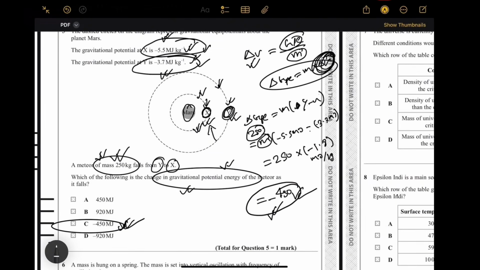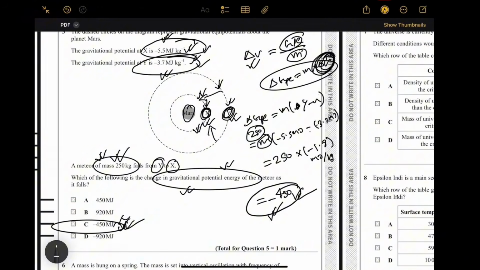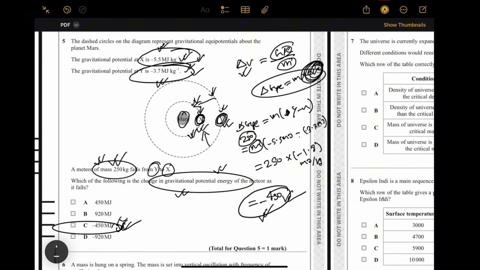As it has a higher potential and then a lower potential, the meteor is moving from a higher potential to a lower potential. So this loss of potential is shown by the loss of potential energy, which is represented by a negative value. That's why the negative sign reflects the decrease in gravitational potential energy as the meteor falls towards the planet. Its gravitational potential energy is decreasing as it goes from a higher potential to a lower potential.